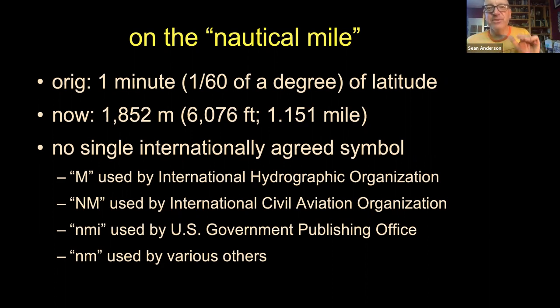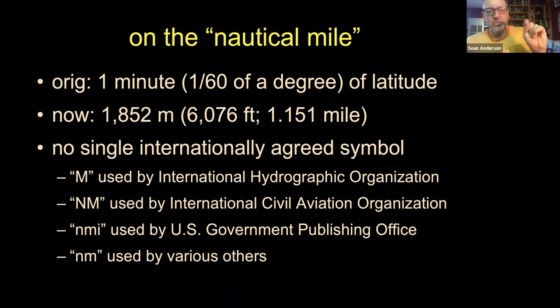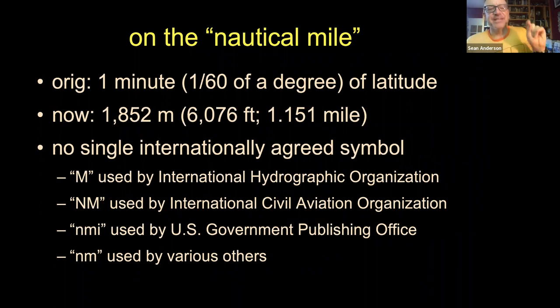Nowadays, as with everything, we've standardized it. And so now we have a precise measure. One nautical mile equals exactly 1.852 kilometers or 1,852 meters. And that's 6,076 feet or 1.151 statutory miles. Okay. So one nautical mile is about 1.15 quote unquote regular miles.